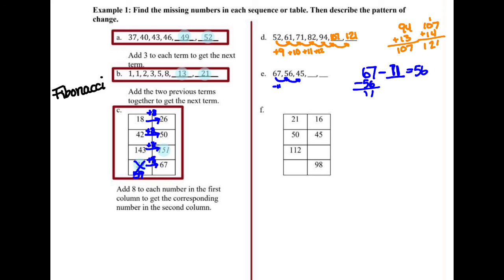What's this one? Looks like subtracting 11 again. So we're going to subtract 11. You take 1 away from the tens place, 1 away from the ones place.